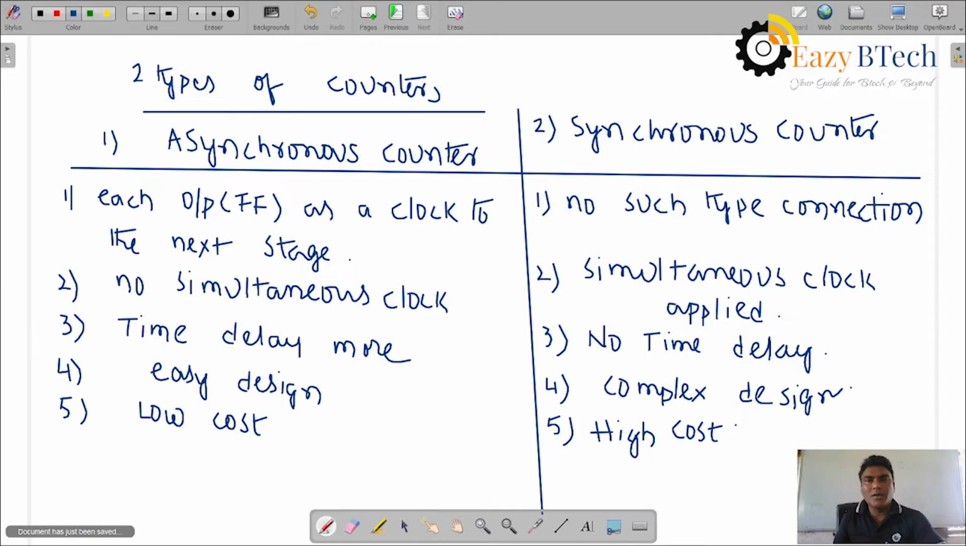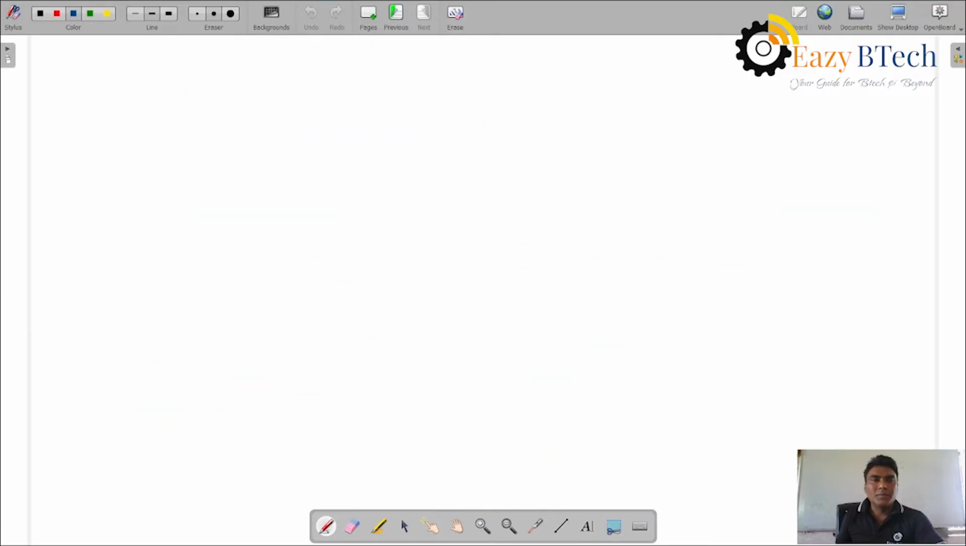Let us design the 3-bit asynchronous counter, then design the synchronous counter. 3-bit asynchronous counter.